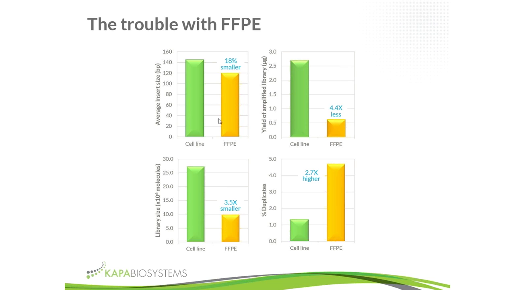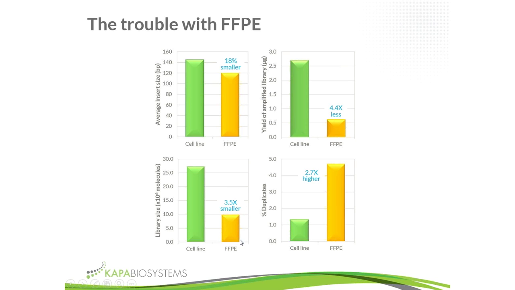So in this case, on average, the libraries made from the FFPE samples were about 18% smaller in terms of average fragment size. Yields of amplified library is less. I mean, that's something that we all battle with. And so in this specific experiment, we did 8 cycles of pre-capture amplification, 12 cycles of post-capture amplification, but in the end ended up, on average, with about 4.5 times less DNA from the FFPE samples from the same input, which was 250 nanograms.